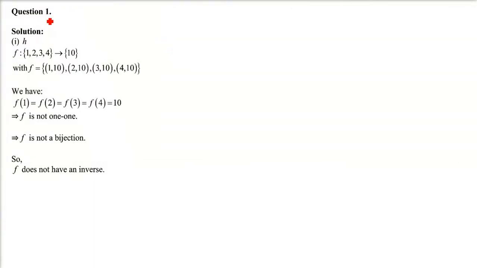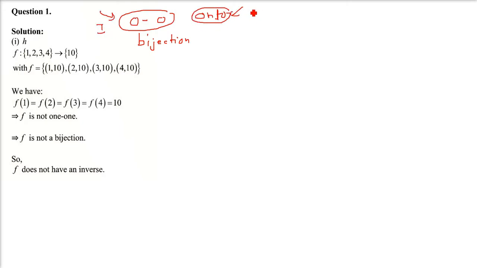So this is question number 1. State with reasons whether the following functions have inverse. In order to find out the inverse, the function has to be bijective. We have already seen what is one-to-one, that is injectivity, and what is onto, that is surjectivity. When a function is both onto and one-to-one, we call it bijective, a bijection. So injectivity and surjectivity both should be there so that the function can be declared as bijective.